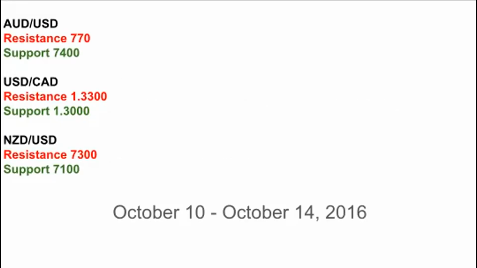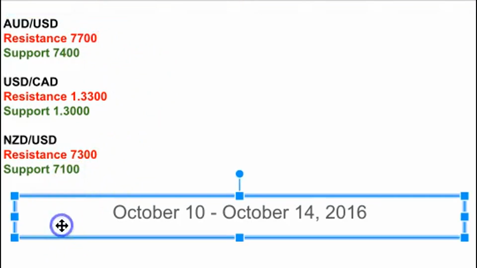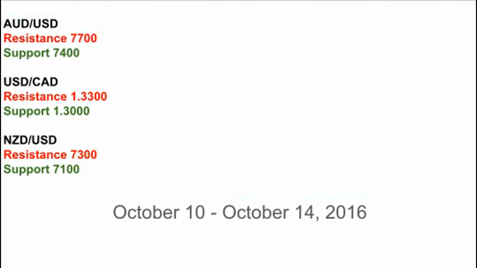The ranges, oops, I actually just made a mistake here. I realized I need to add another zero. The ranges in the commodity dollars have started to move down, and that's a critical thing when you take a look at the charts here.